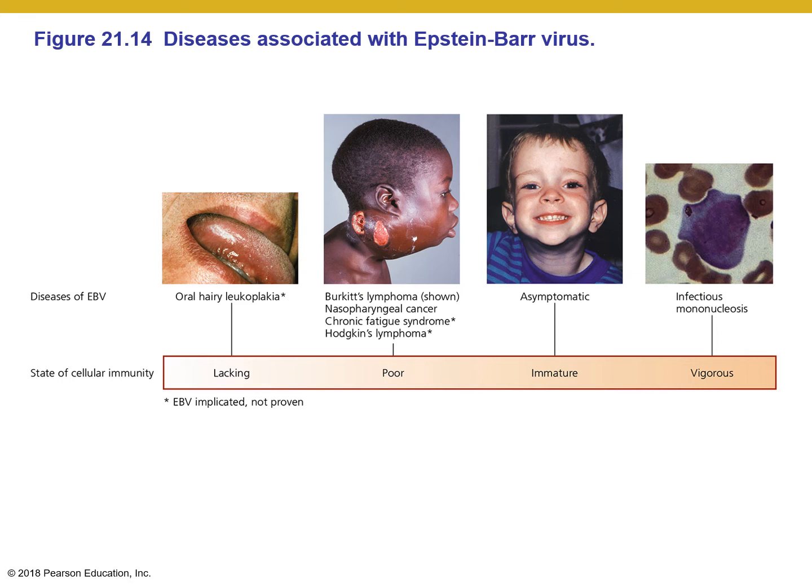The immune response is poor. And remember, this is cellular immunity, okay, adaptive. People can have it and be asymptomatic, and the cellular immunity is immature or it's not responding. And then infectious mononucleosis, what we see is that the immune response is too rigorous, too vigorous. And so you see a lot of monocytes in response to this viral infection.